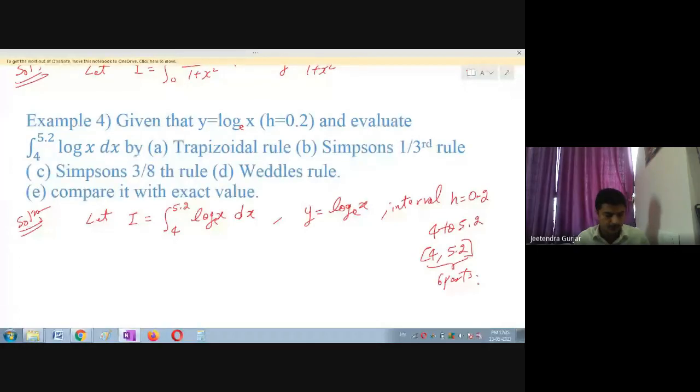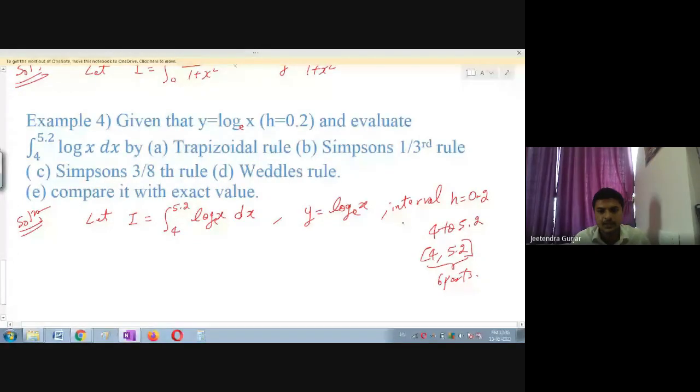5.2, and this is 4. What is the value? 1.2, 1.2 divided by... Yes, this is again a simple calculation. Just now I have found out, see, n must be 6.